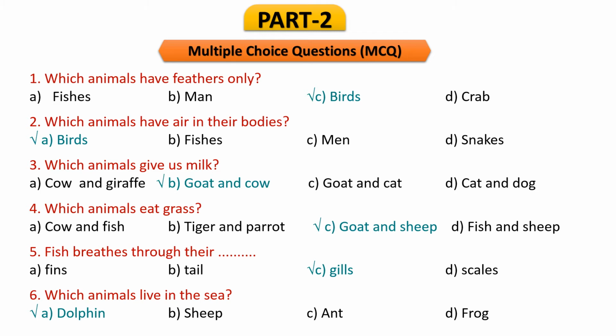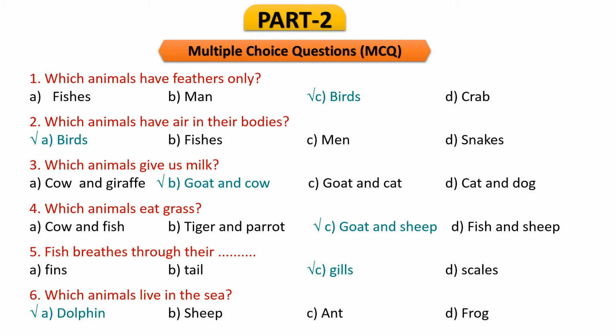Question number 5, fish breathes through their blank. Well, there are four options. Option A, fins. Option B, tail. Option C, gills. And option D, scales. As you know, fish breathe through their gills. So the answer will be C, and we will make a tick beside C.